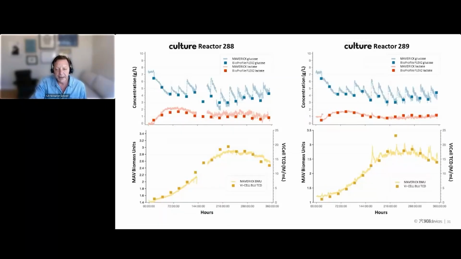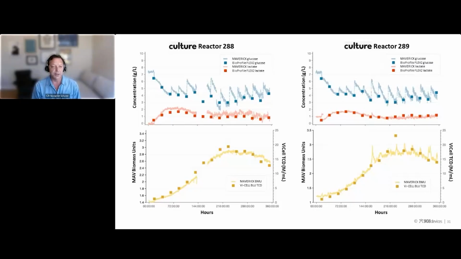And this is the data that Maverick was acquiring. So glucose was on a regular feeding cadence. As noted here, they were monitoring glucose and lactate with an offline Flex. And yeah, Maverick trucked along really, really nicely.